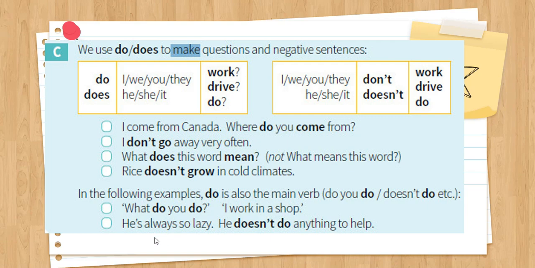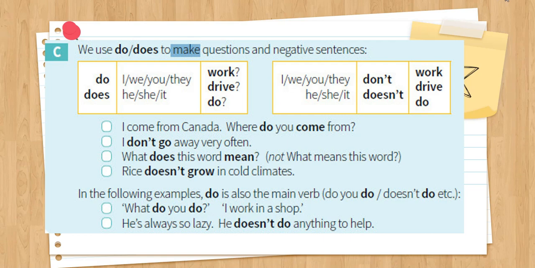Okay? He's always so lazy. He doesn't do anything to help. Okay? In these two examples, in this question and in this sentence here, the word do or the verb do is used as the main verb. He's always so lazy. He doesn't do anything to help.